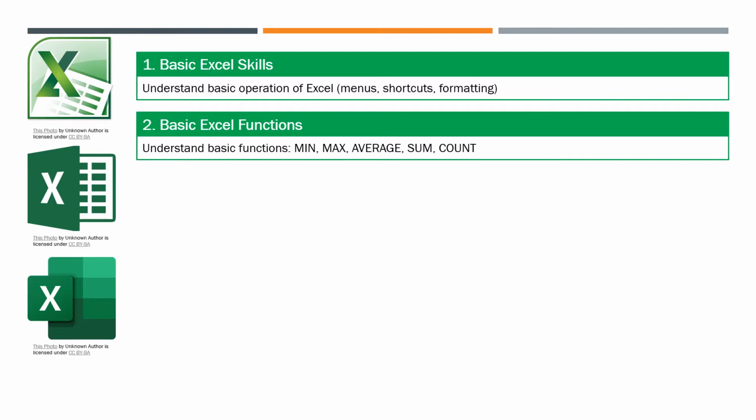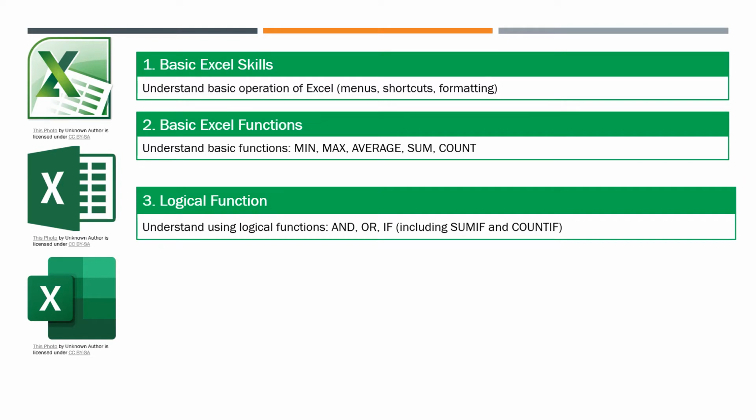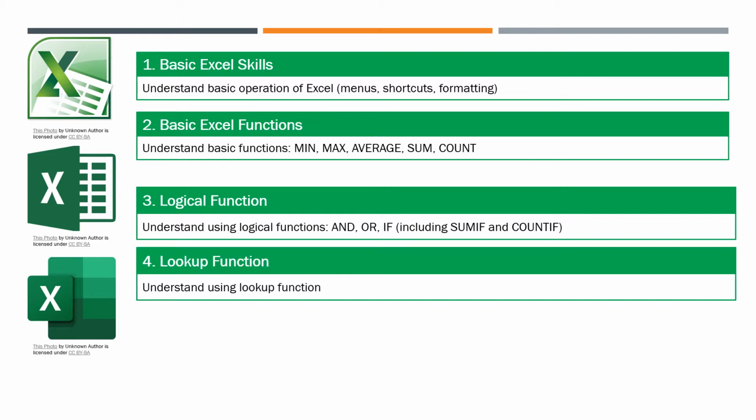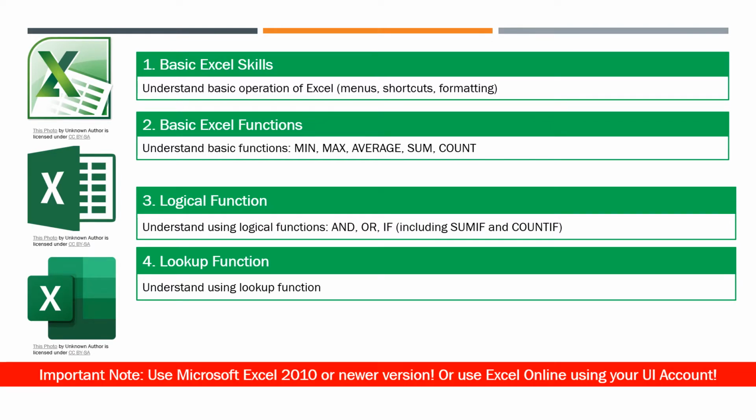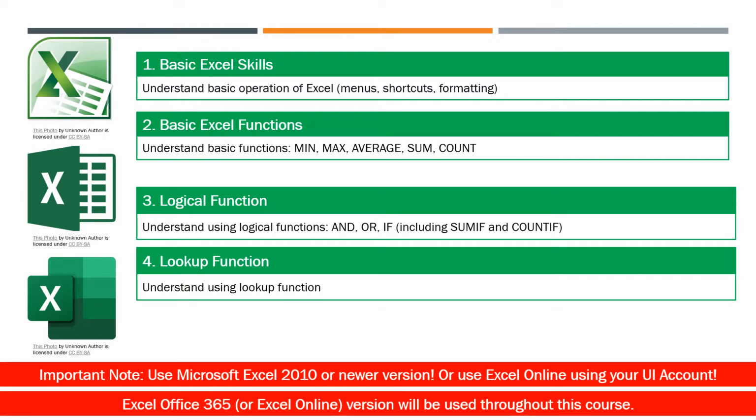And the second topic is basic Excel function. We are going to understand the basic functions of min, max, average, sum, and count. And the third is how to use the logical functions using AND, OR, IF, including SUMIF and COUNTIF. And the final one is we are going to learn the lookup function. We are going to understand how to use lookup functions, especially VLOOKUP, XLOOKUP, and HLOOKUP.